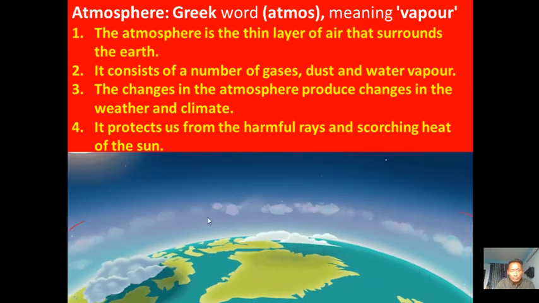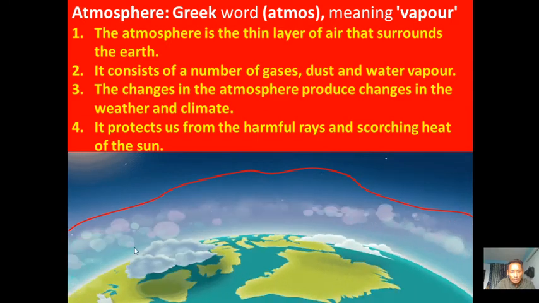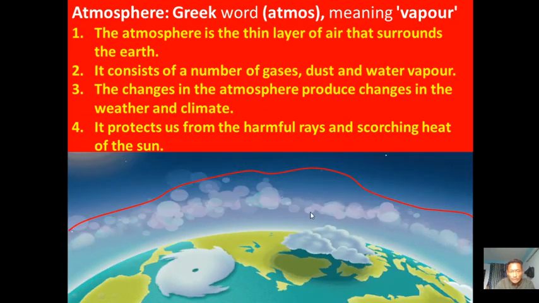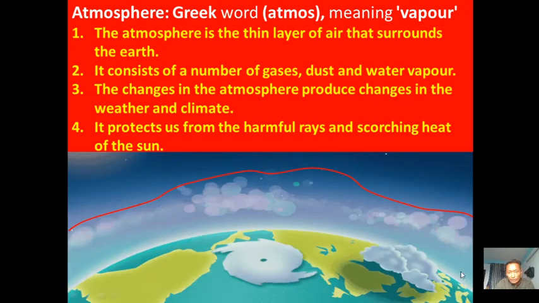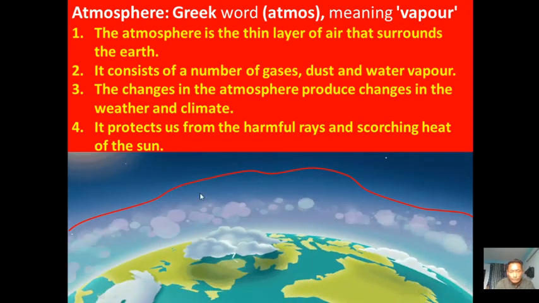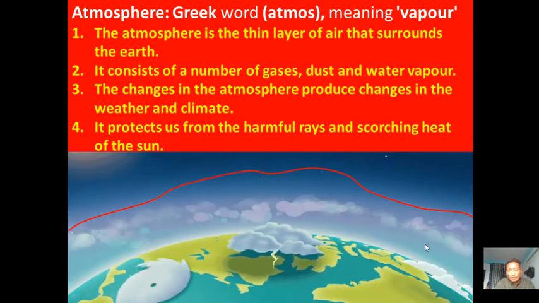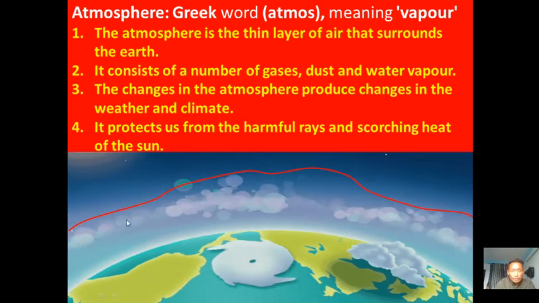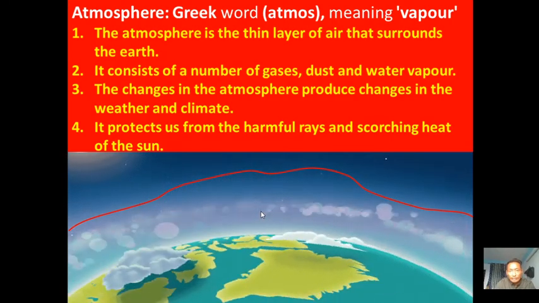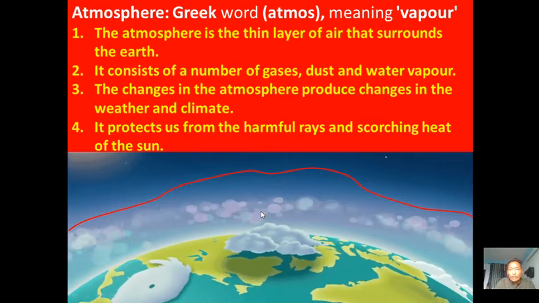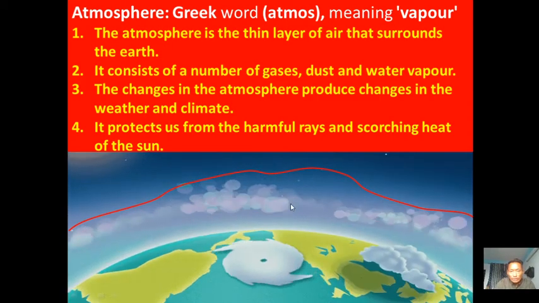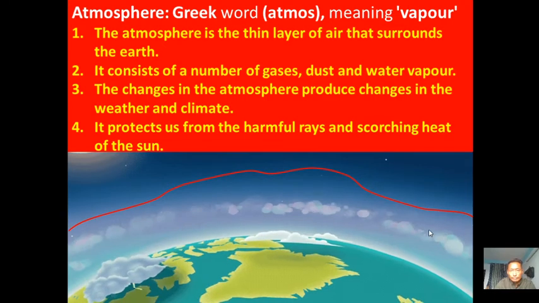If we look at the picture here, this is our earth, with the hydrosphere and lithosphere. This is the atmosphere. Here we have air and vapors. This is a thin layer. The atmosphere is a thin layer of air that surrounds our earth.